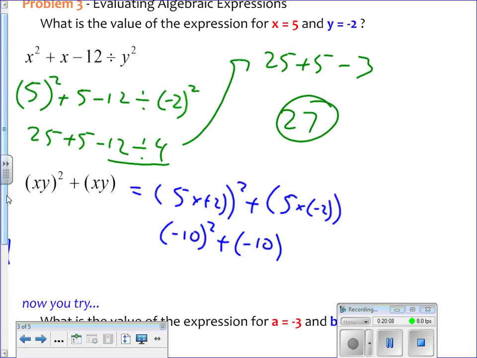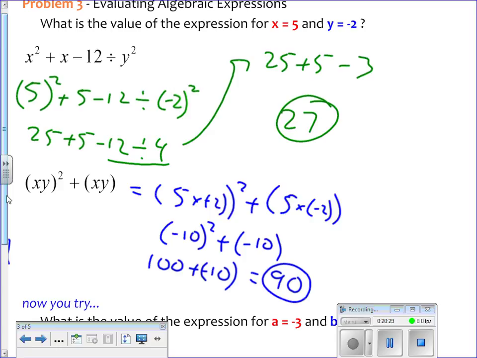Now, next thing I do is the exponents. I take negative 10 squared. What is negative 10 squared? Positive 100. So I have 100 plus negative 10. So my answer is 90.